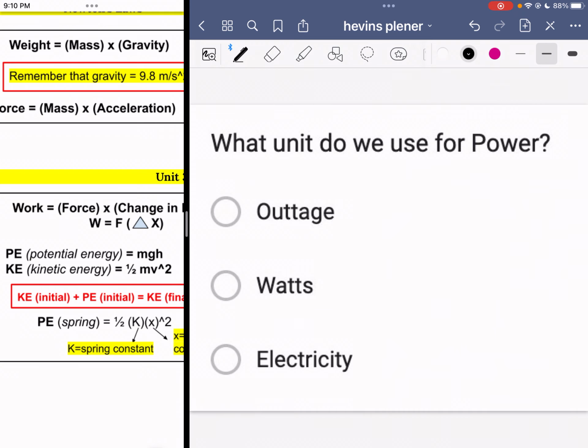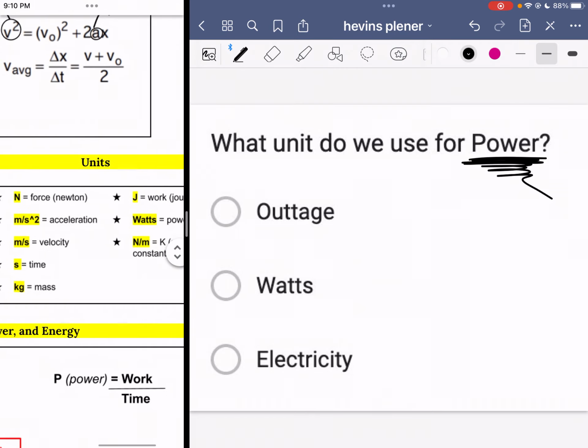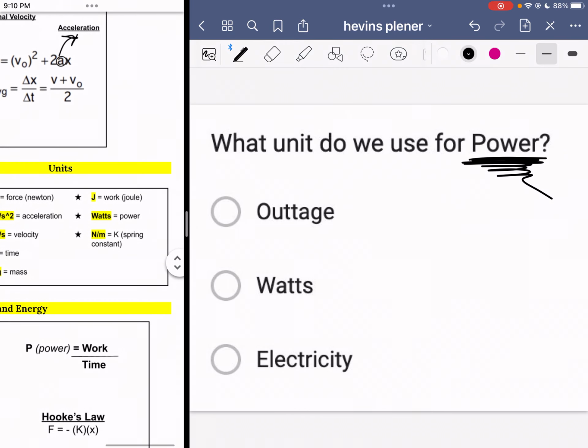What unit do we use for power? Let's look at our one-stop shop. And we use watts. That's that.